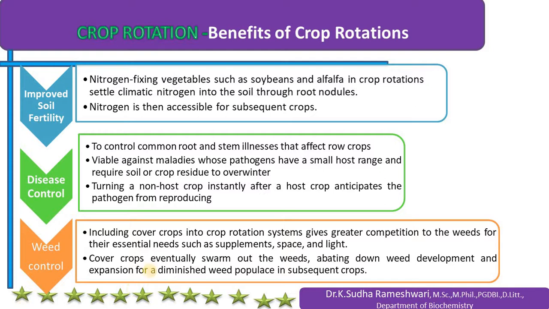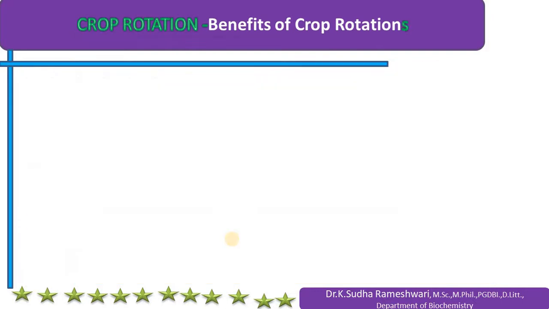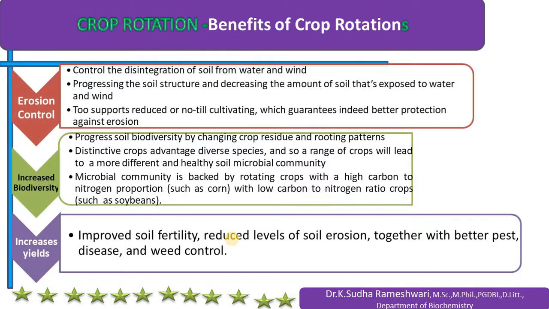Including cover crops in the crop rotation system gives greater competition to the weeds for their essential needs such as nutrients, space, and light. Cover crops eventually smother out the weeds, slowing down weed development and expansion for a diminished weed population in subsequent crops. Next is the erosion control.